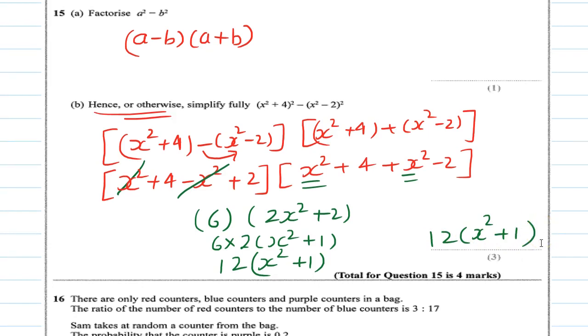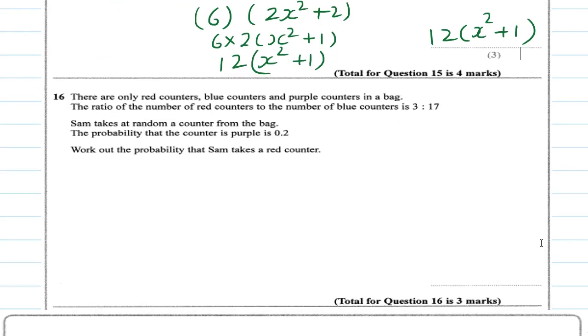Okay. Next question. There are only red counters, blue counters, and purple counters in a bag. Okay, so a red counter, purple counters, and blue counter. So red, okay, then blue, and then purple. Yeah. So let's use this like purple. Yeah, red, blue, and purple. So the ratio of the number of red counters to the number of blue counters is 3 to 17, and purple we don't know, suppose this is x.